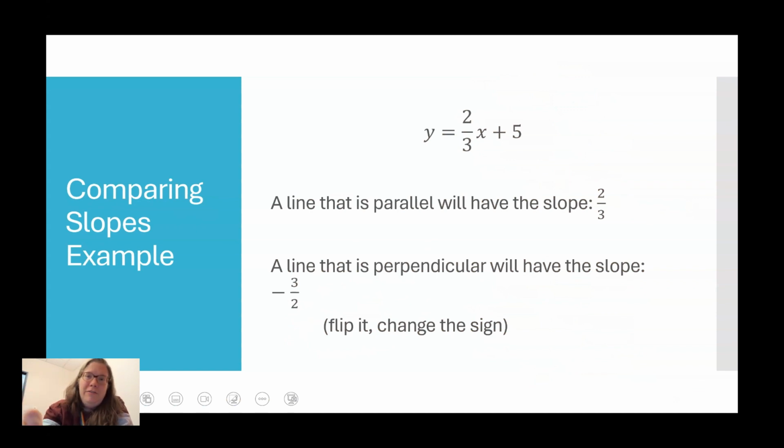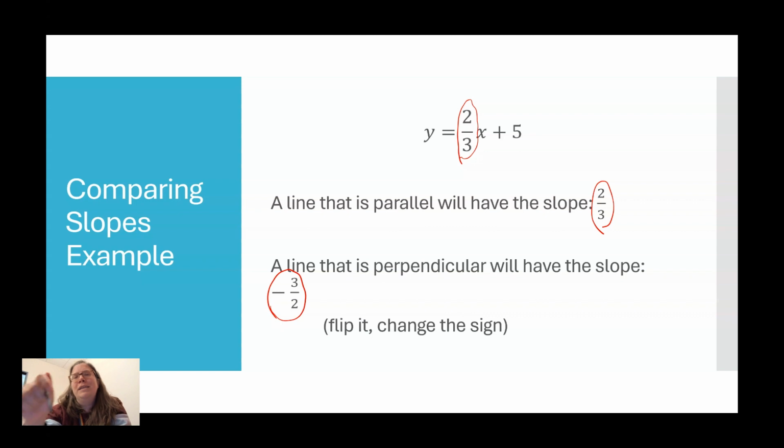If we have an equation, y equals 2/3 x plus 5, any line that's parallel to that is going to have a 2/3 slope. Any line that's perpendicular is going to have a -3 over 2, right? So we flip it, change the sign. The y-intercept does not really matter when we're looking at making a parallel or perpendicular line. Any y-intercept is going to make it parallel or perpendicular if we have these slopes.